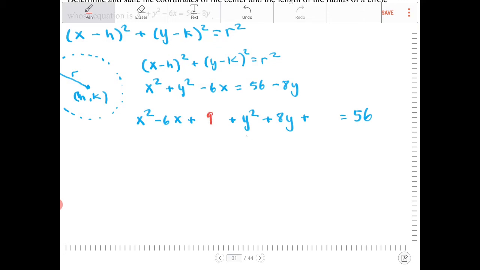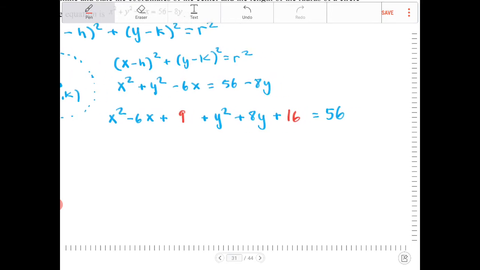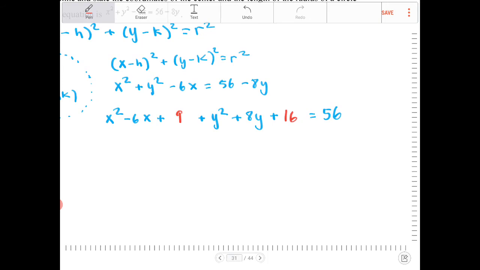I'm going to do the same thing with the trinomial involving y's. I take the 8, half it, that gives me 4, and then square it, that gives me 16. Since I added 9 and 16 to the left-hand side of the equation, I'm going to have to do the same thing on the right-hand side. Adding 9 and 16 together is the same thing as adding 25. So I'm going to add 25 on the right-hand side of the equation.